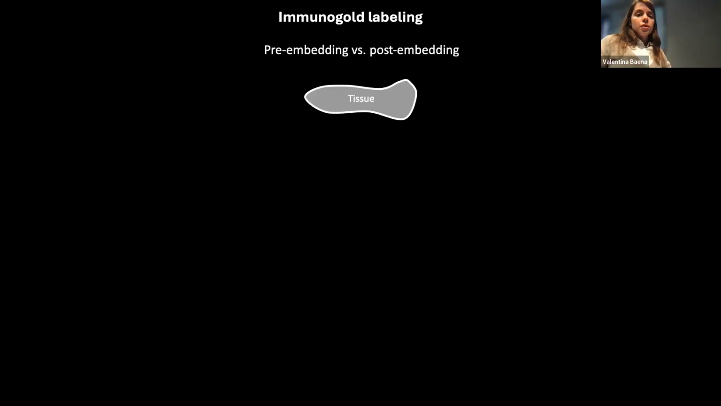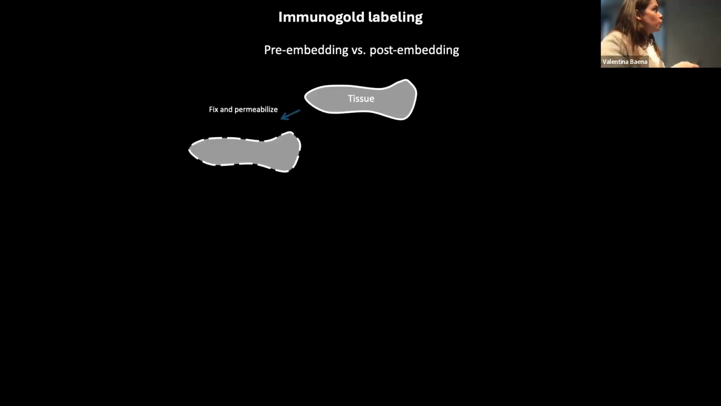Okay, so now to switch gears a little bit, this is what I think is the next level of the method: how to integrate it with immunolabeling. I did some of this work back at UConn, but in order to show it to you, I'm just going to explain a little bit the difference between pre-embedding versus post-embedding immunolabeling.